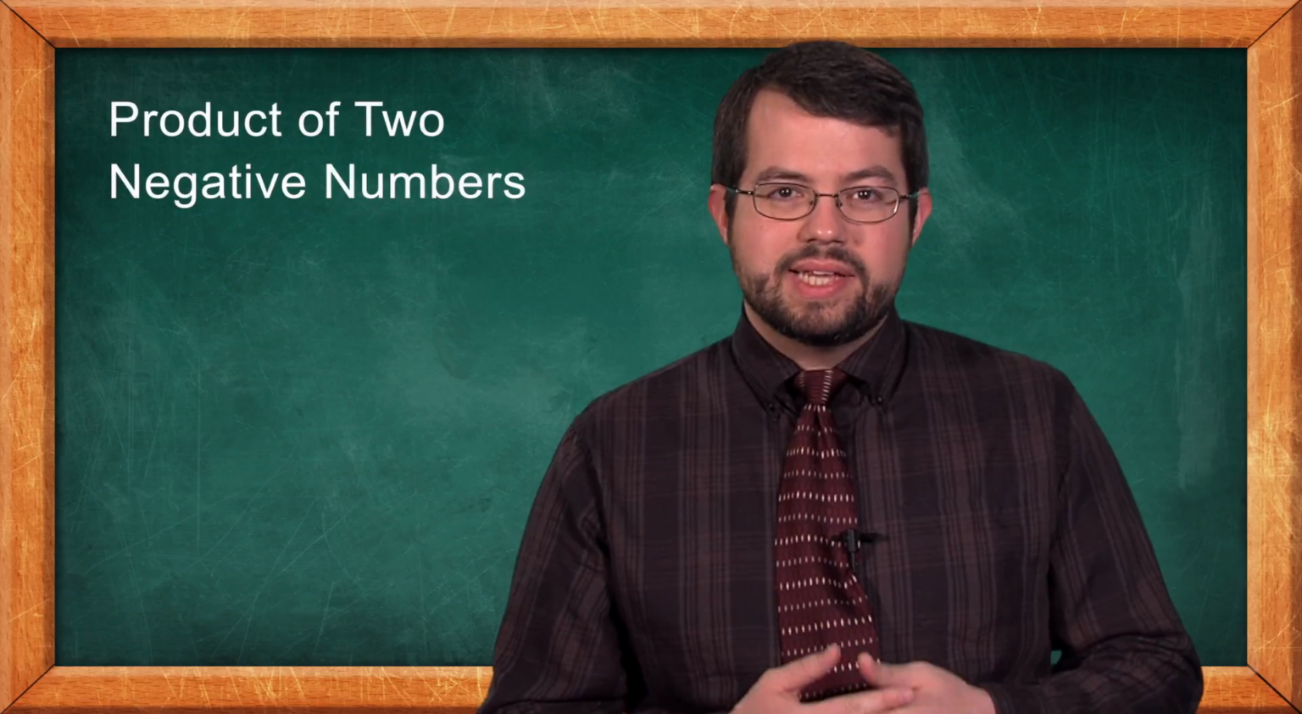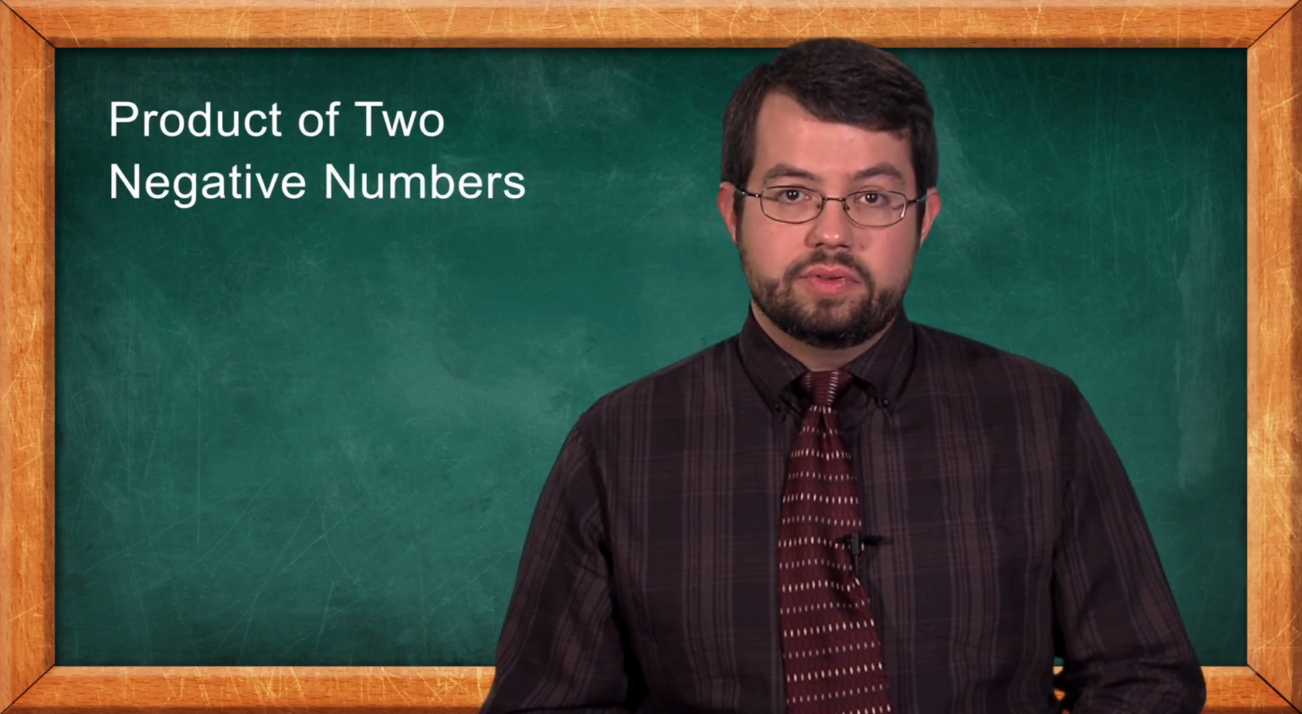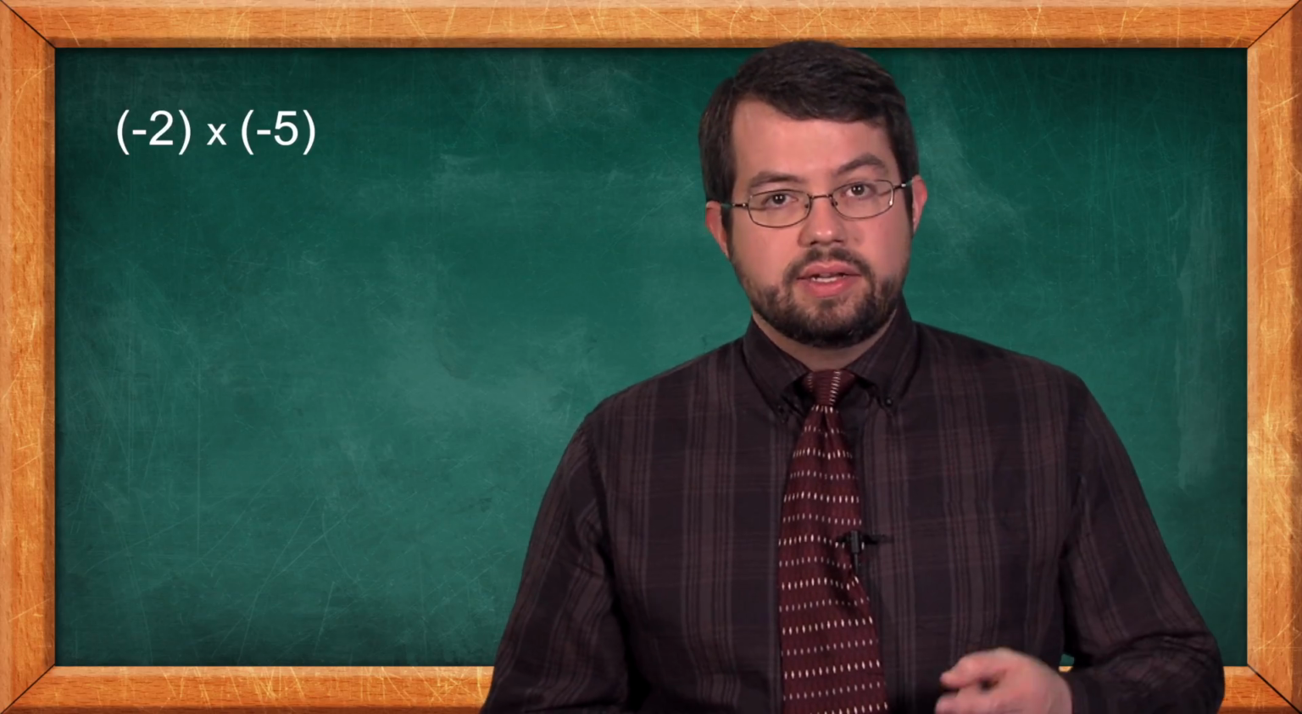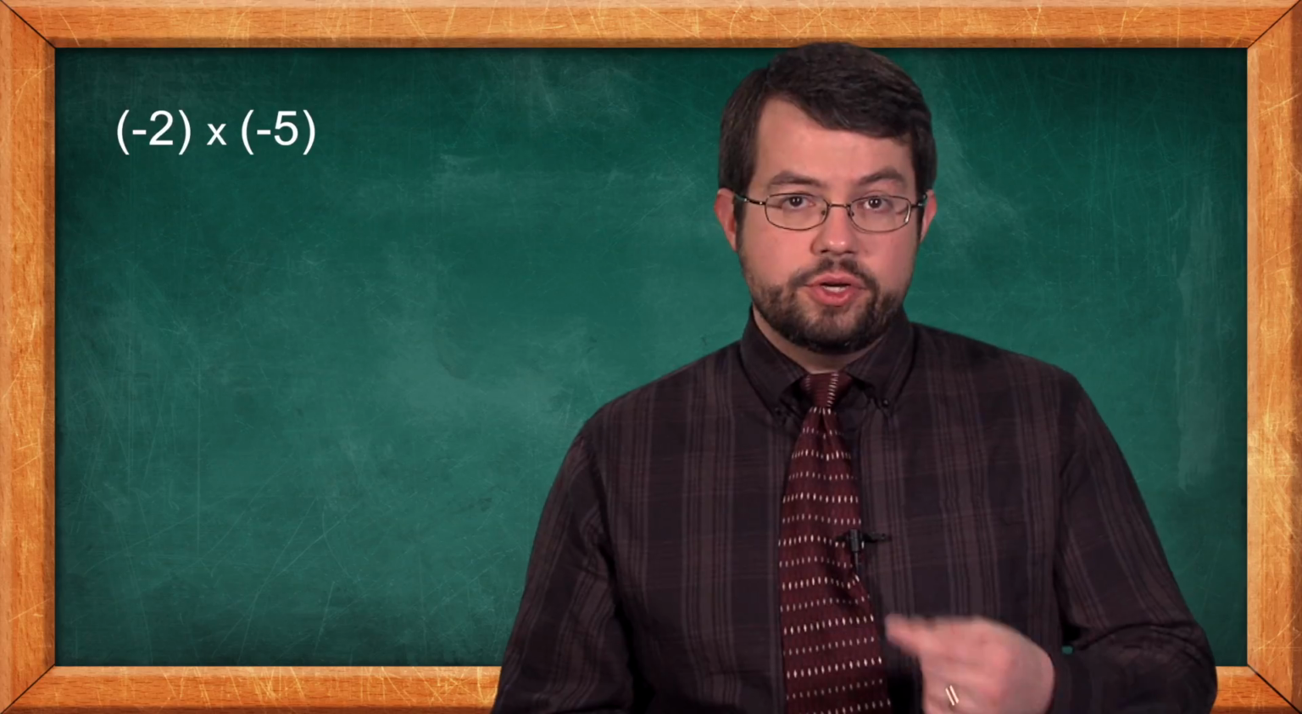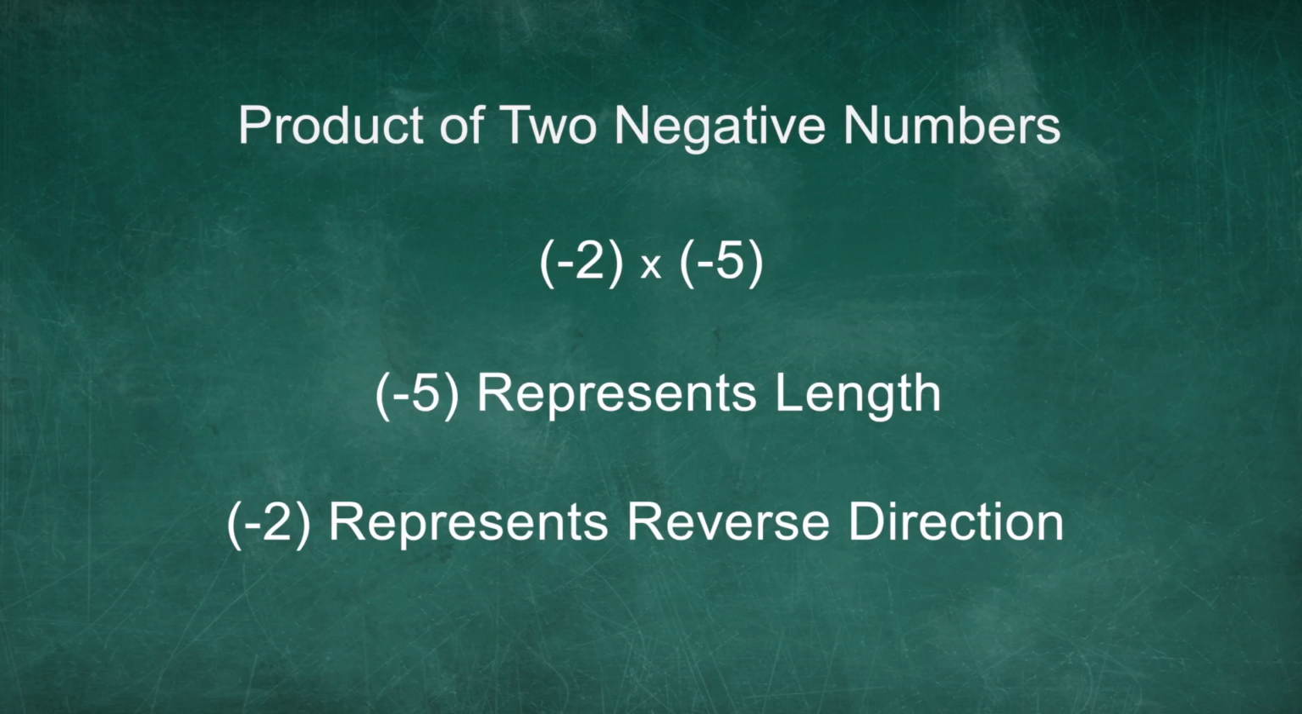Now we're ready for the perennial question. What does it mean to take the product of two negative numbers? Somehow it's easier to think about when each of the factors represents something different. For example, in the product -2 times -5, we'll let -5 represent a length pointing to the left, and -2 be the scaling factor. When we multiply, the 2 means that we double the length of -5, and the minus sign means that we reverse the direction of -5. The result is a length of 10, pointing in the positive direction.